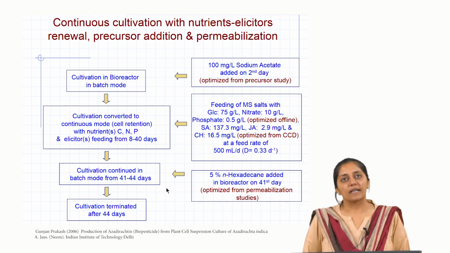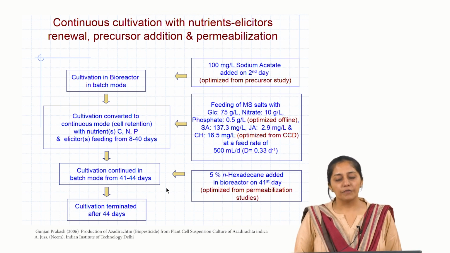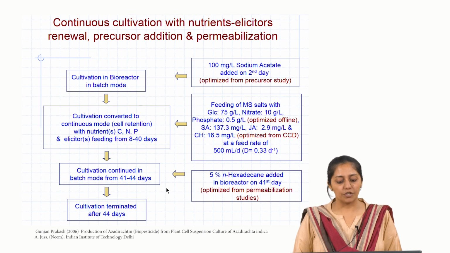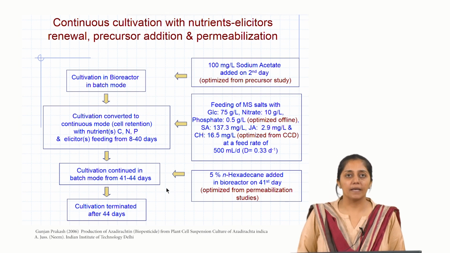If you see on the right hand side, sodium acetate was used as a precursor, which was added on the 2nd day. Then feeding of the MS salts with glucose, nitrate and phosphate in the feed, which was optimized offline, was done from the 8th day till the 40th day, along with the addition of salicylic acid, jasmonic acid and chitosan, which was optimized previously using central composite design, at a feed rate of 500 ml per day.